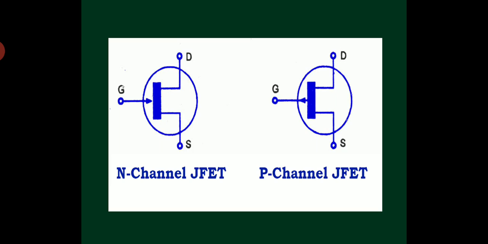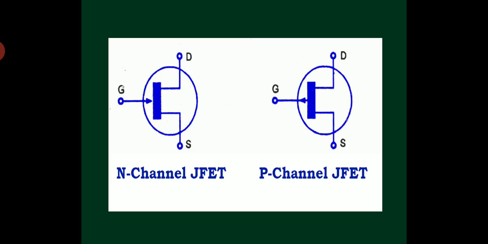If you recall BJT, alpha is the current gain in common base configuration. In common base configuration, IE is the input current and IC is the output current. So IC is dependent on IE. IC equal to alpha into IE, or in other words, alpha equal to IC by IE. So IC, the output current in a transistor connected in common base configuration, is dependent on input current IE.